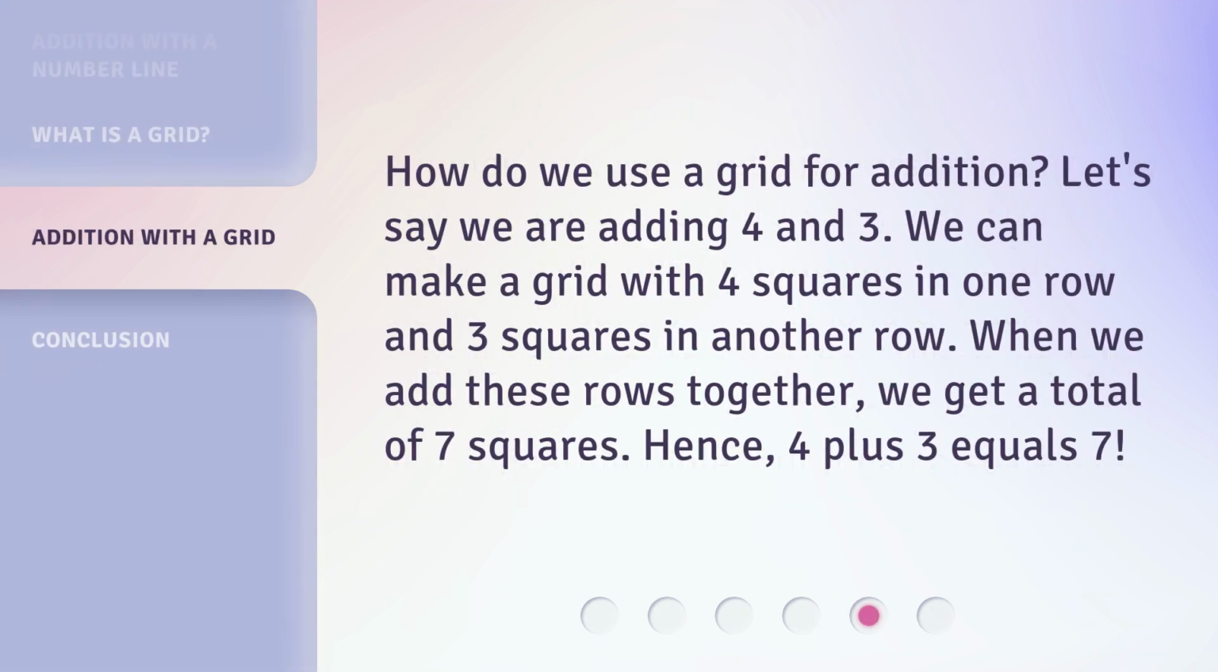How do we use a grid for addition? Let's say we are adding 4 and 3. We can make a grid with 4 squares in one row and 3 squares in another row. When we add these rows together, we get a total of 7 squares. Hence, 4 plus 3 equals 7.